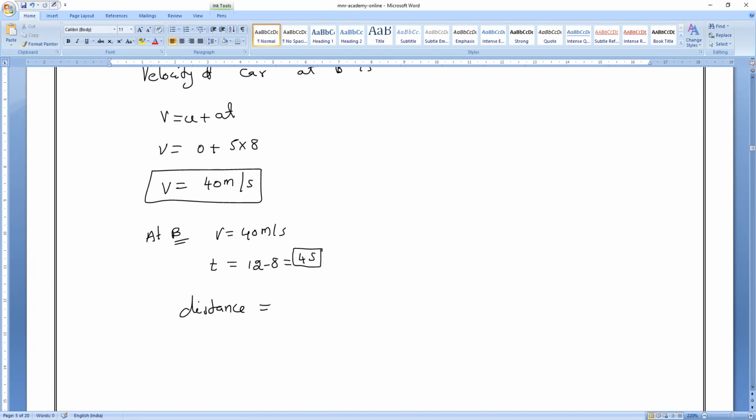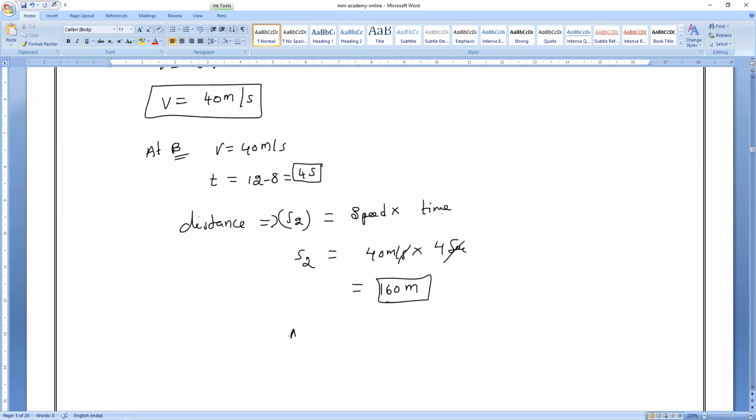Lingesh, the formula. Let me take this distance as S2. Distance equals what is the formula? We all know: ut plus half at square, or speed into time. Here nothing else is there, only S2. Speed is 40 meter per second, time is 4 seconds, so seconds get cancelled. 4 4s are 160 meters. So from A to B he covered 160 meters.